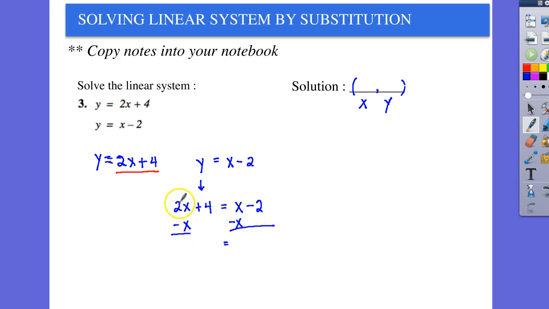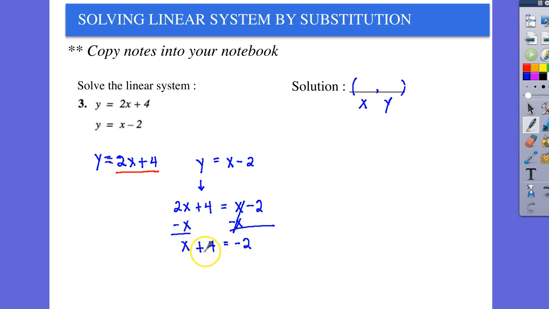So on the left side, 2x minus x is x. And then plus, bring down the 4. x minus x, that's gone. Bring down negative 2. Now this is just a one-step equation: x plus 4 equals negative 2.